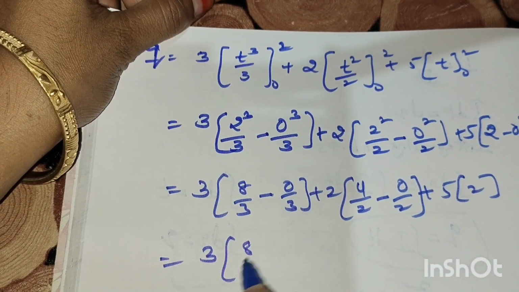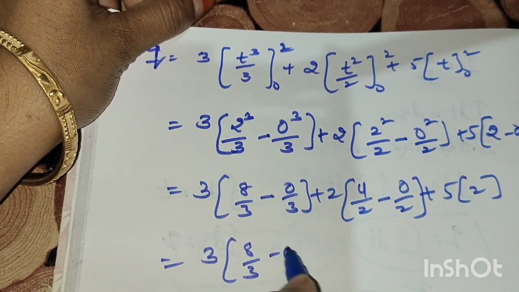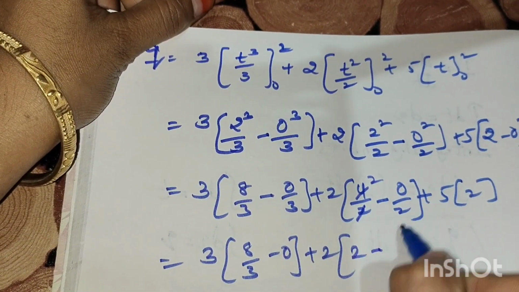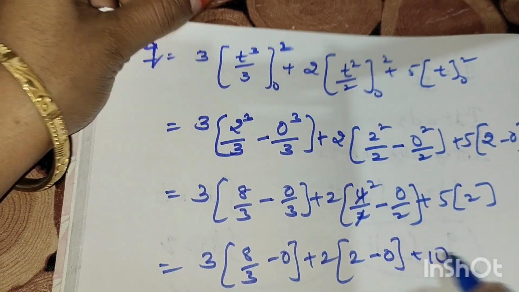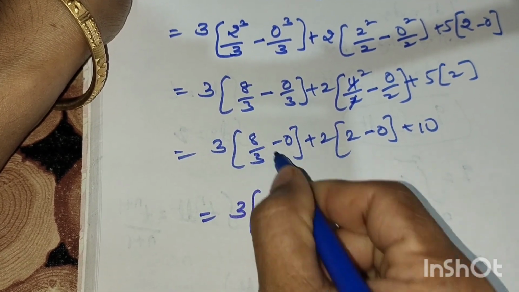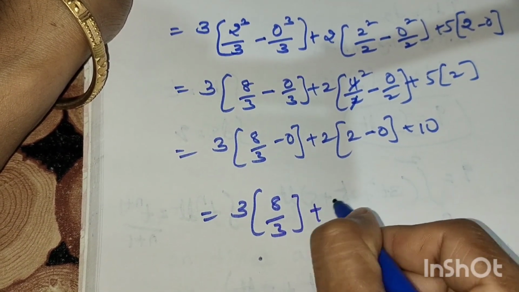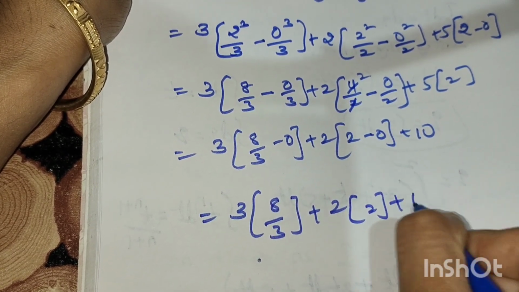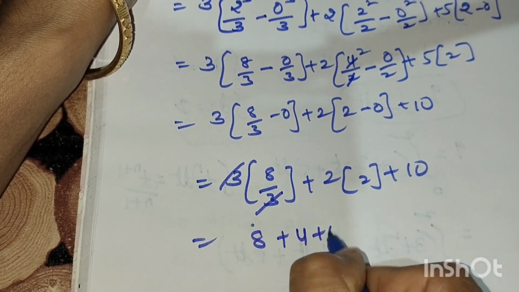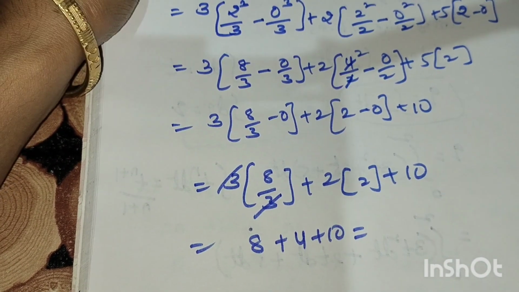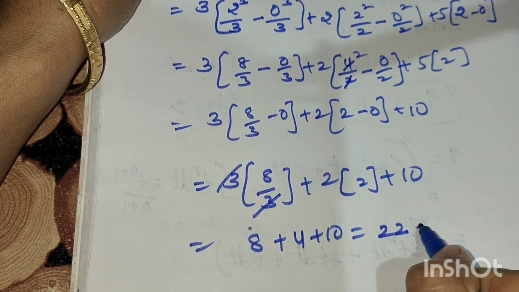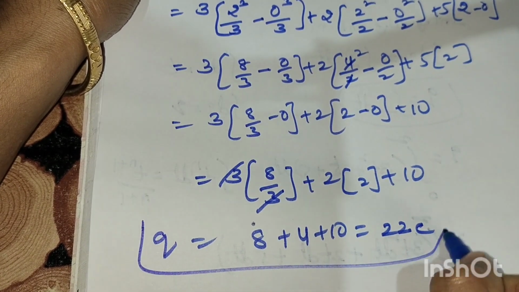3 into 8 by 3. 0 by 3 is 0. Plus 2 into 4 by 2 is 2, two times 2. Minus 0 by 2 is 0. Plus 5 twos is 10. So 3 into 8 by 3 minus 0 is 8 by 3, plus 2 into 2 minus 0 is 2, plus 10. The 3 will be cancelled here: 8 plus 2 into 2 is 4, plus 10. The answer will be 8 plus 4 is 12, and 12 plus 10 is 22 Coulomb. So the value of charge is 22 Coulomb.